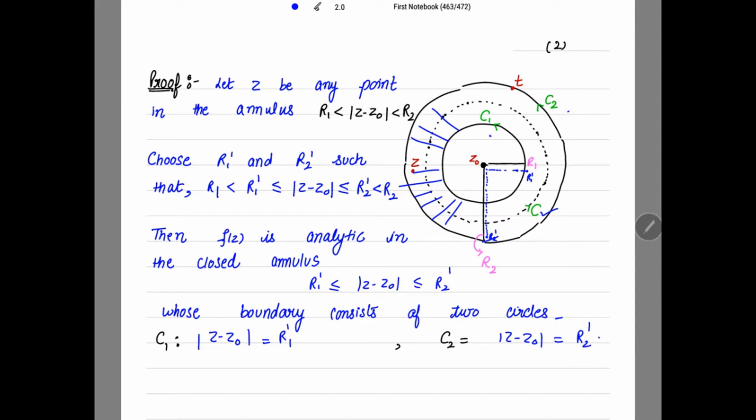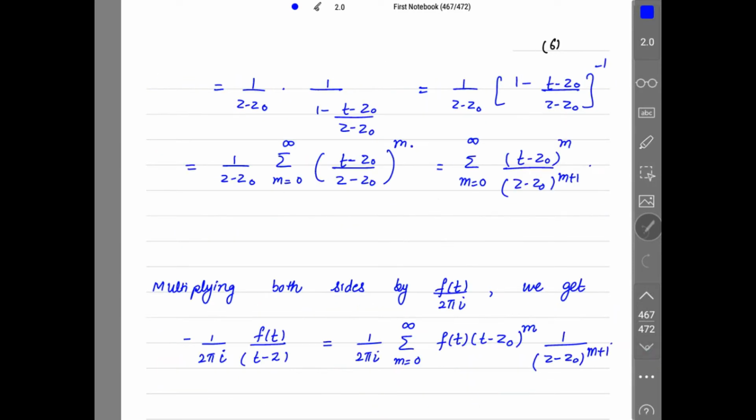Your f of t over t minus z0 is analytic in the bounded annulus by the closed contours c1 and c2. Here also you are having a dotted closed contour c. So now you can say that f of t over t minus z0 is analytic in the bounded annulus by the closed contours c1 and c, and also c and c2, right? So by Cauchy's integral formula, let's get back to our page.